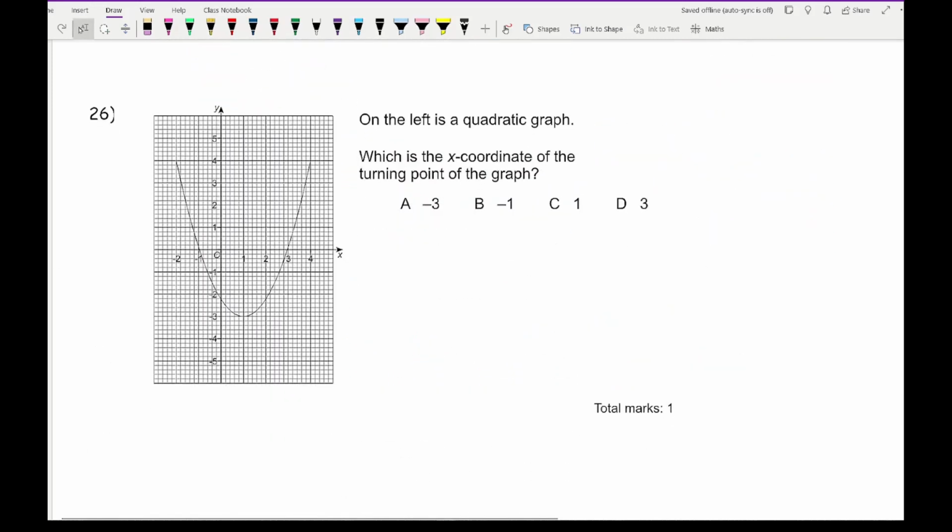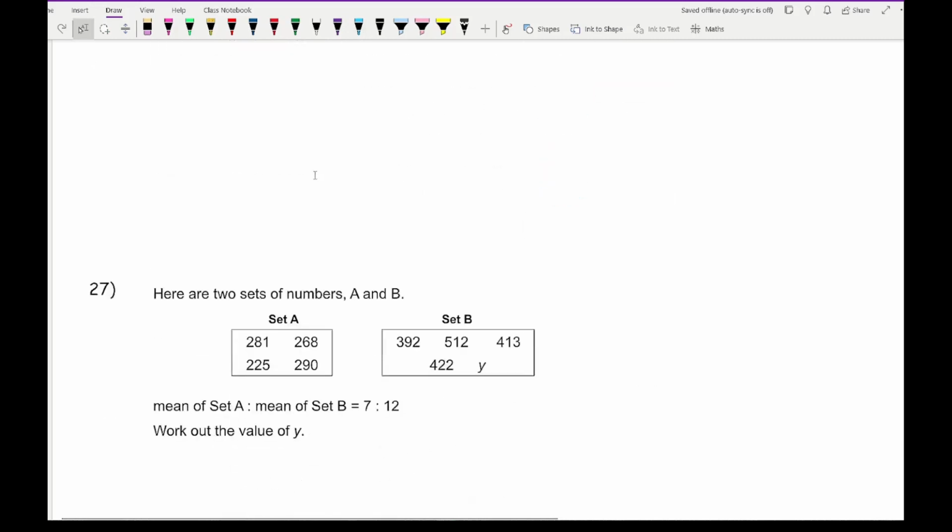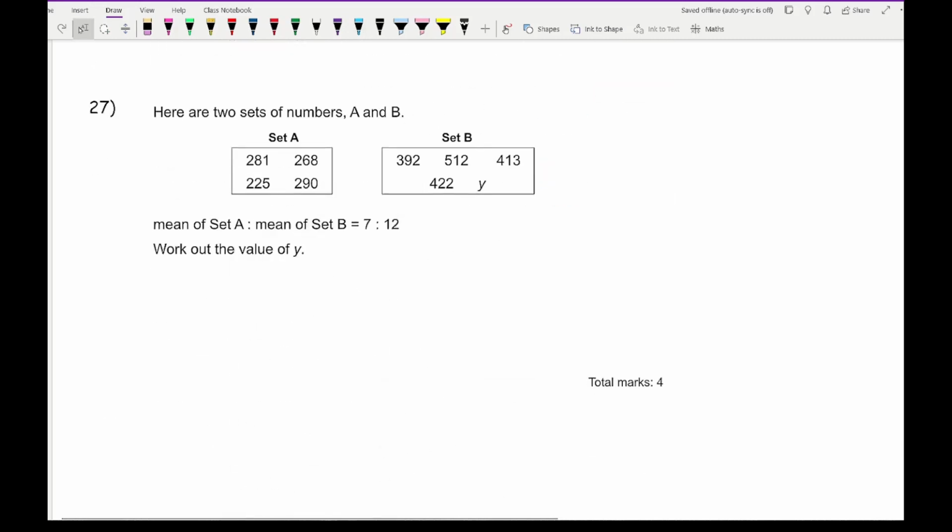Then moving on to question 26, it says on the left is a quadratic graph. Which is the x-ordinate of the turning point of the graph? Well, the turning point is here, and the x-ordinate is at 1, and it's +1, so the answer then is C. Then moving on to question 27, it says here are two sets of numbers A and B. The mean of set A to the mean of set B is 7 to 12. Work out the value of y.